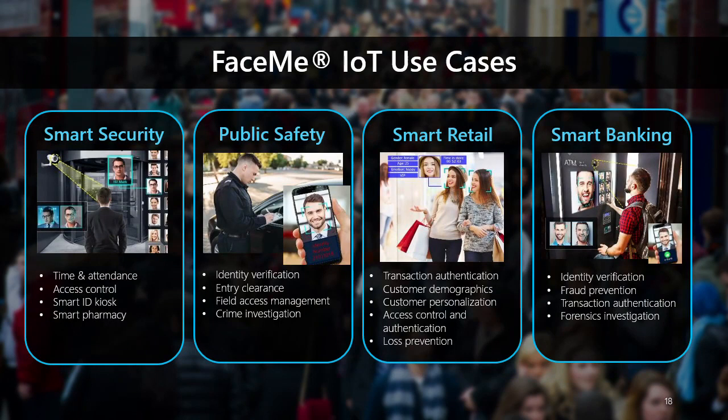And lastly, I'll go through a few IoT use cases. So you can see that right now we're hearing about facial recognition everywhere. In security applications, we can use it for time and attendance in a company and as access control, or even in a pharmacy, to get our medicines. The second one is in the public safety area, where a police officer can use facial recognition to identify a person on the street. Of course, they can do this under law enforcement authority.